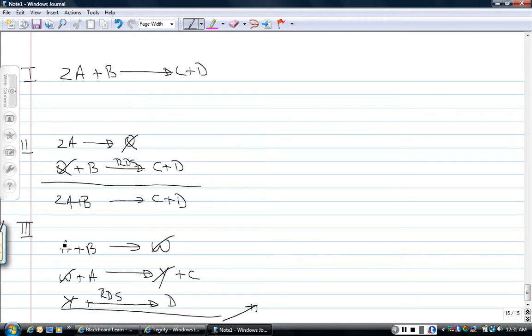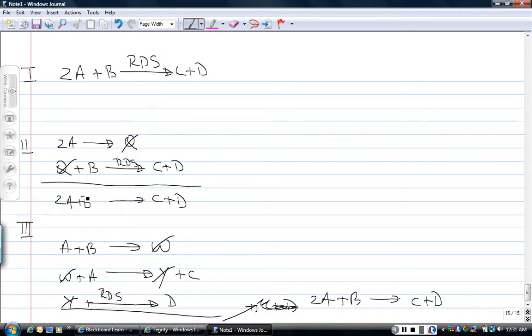So I end up with 2A plus B gives C plus D. Now, since there's only one step, this will be the RDS.